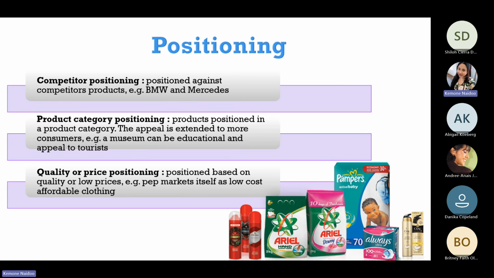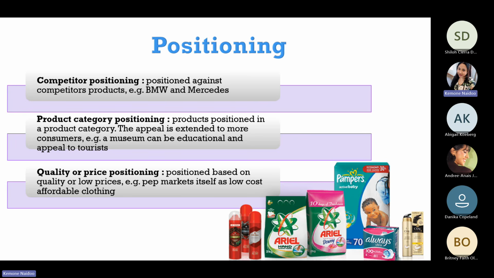And then product category positioning. This is looking at products positioned in a product category. For example, if you look at a museum, you can go on a school trip to the museum. I don't know if you guys have ever gone on a field trip to a museum, or it can also be very appealing to tourists. So you don't have to only limit it to one particular thing.